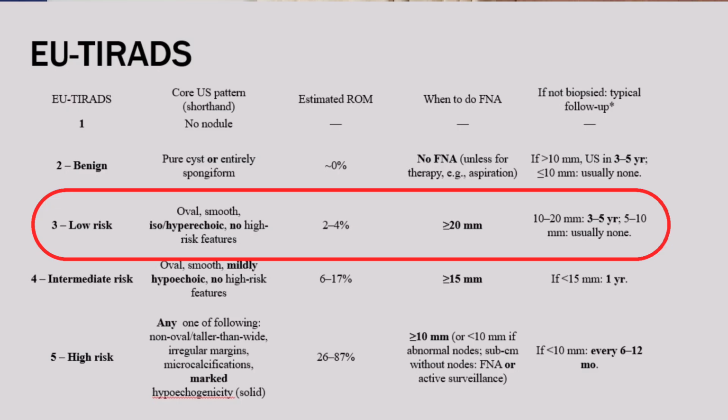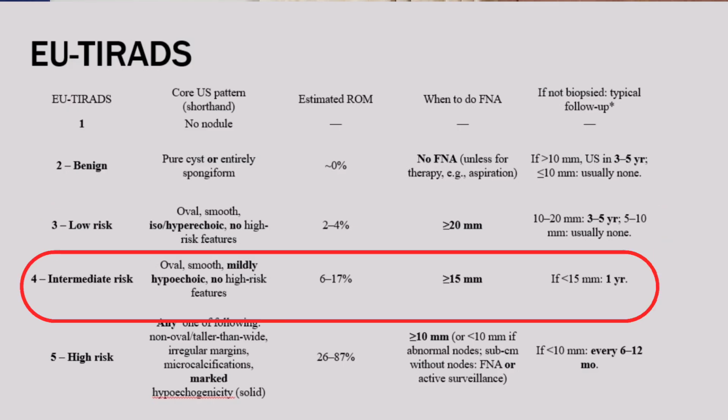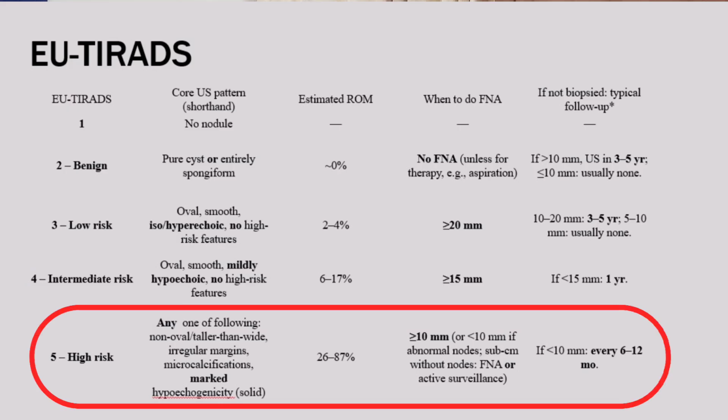We just follow up the patient every 3 to 5 yearly. Now, euthyroid 4, intermediate risk, oval, smooth, mildly hypoechoic, no high risk features. Estimated risk of malignancy is 6 to 17%, and we do FNAC if the lesion is more than 15 mm. If it is less than 15 mm, we simply follow up the patient 1 yearly.